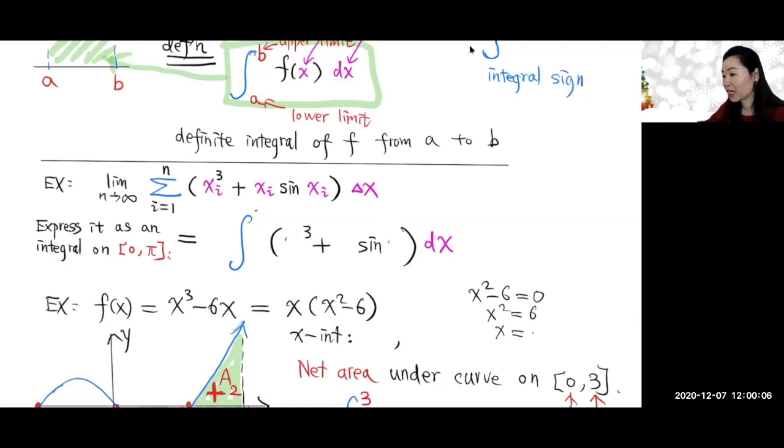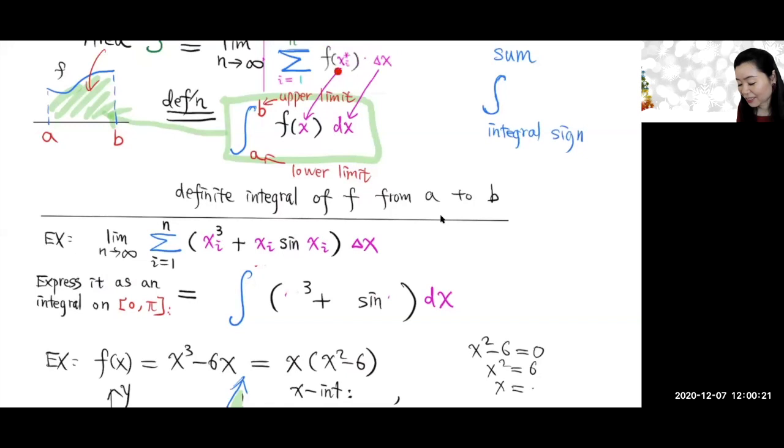Let me look at the chart. The xi here is being replaced by what? What did you do over here? Just replace by x. So instead of the xi, you put x over here.